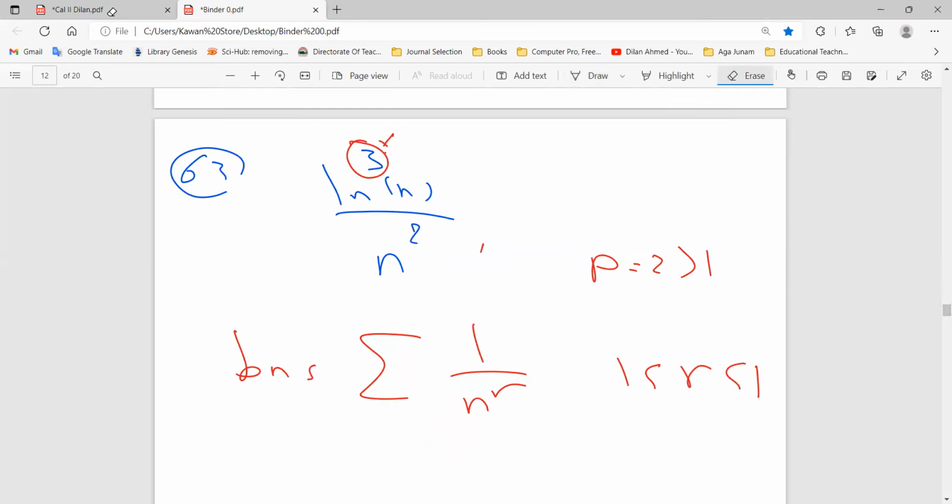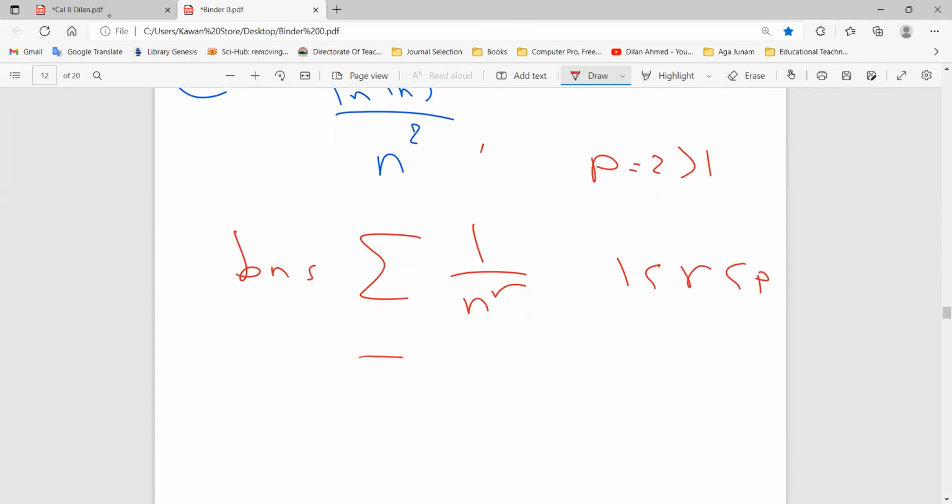What do you mean by that? It means that this n should be like that. So my p is 2. So r should be between 2 and 1. Am I right? So r is like 1.5 or 1.9. Am I right? So I'm going to use 3 over 2. Why? Because I know 3 over 2 is between 1 and 2.